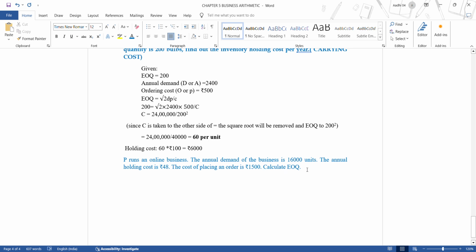Now I'll explain the question. Annual demand is already given. Then holding cost, which means carrying cost, is already given. Ordering cost is already given. All you have to do is put it into the formula and find it.